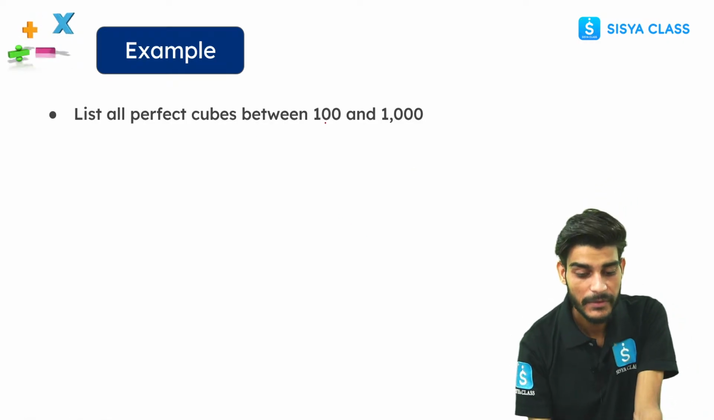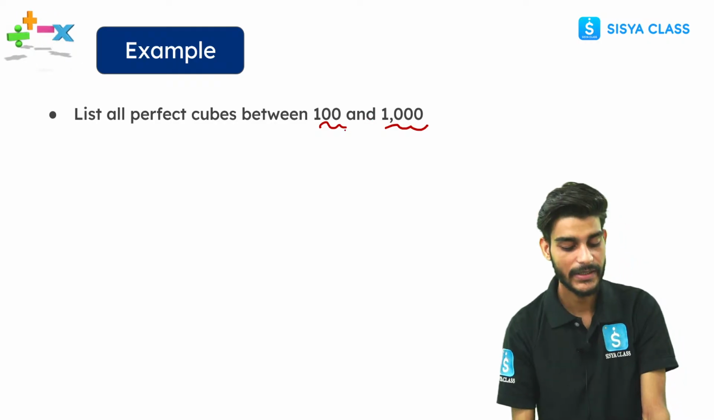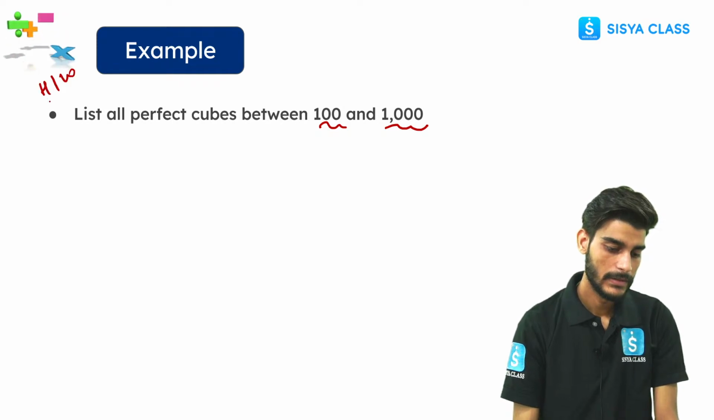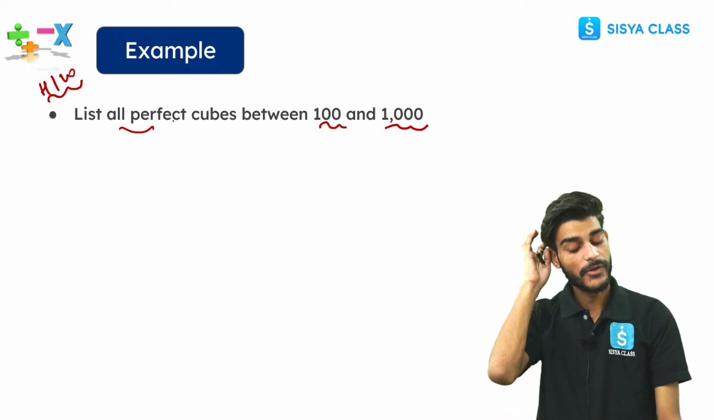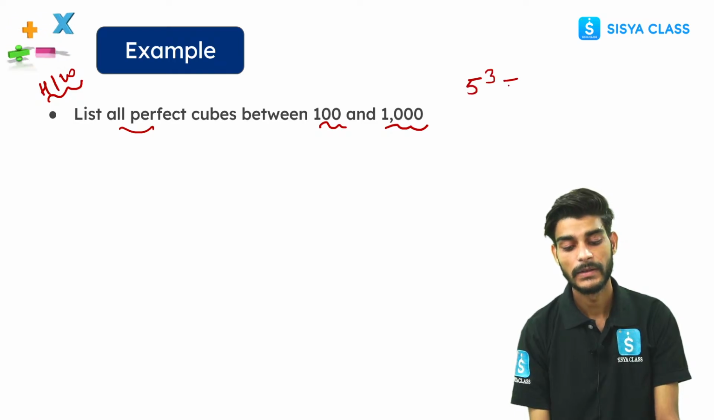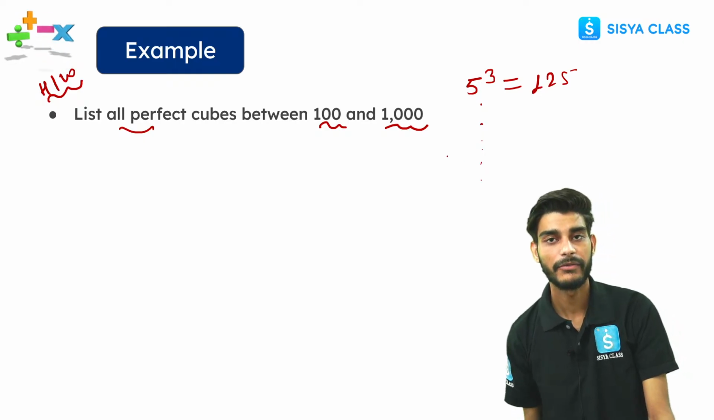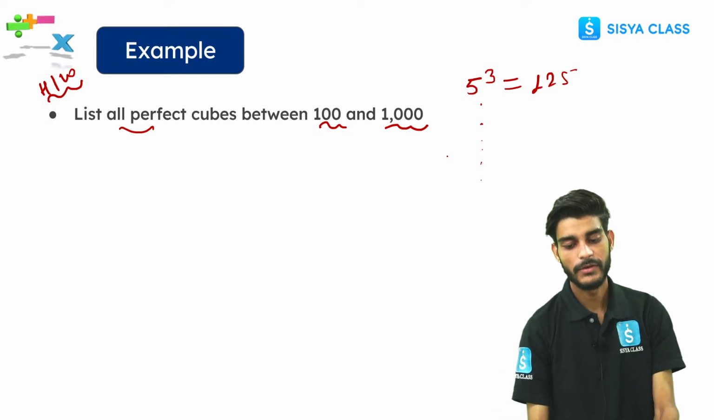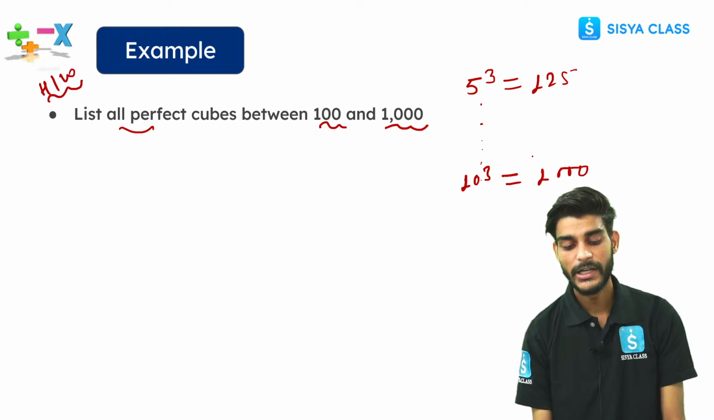List all perfect cubes between 100 and 1000. Did you remember? Okay, this is giving you homework. Please list this. All perfect cubes you have to write down. So where will it start from? It will start from 5, right? Because 5 cube is 125. And at which number will it end? Between 1000, it will end at definitely 10 cube. That is 1000. So in between how many numbers are there?